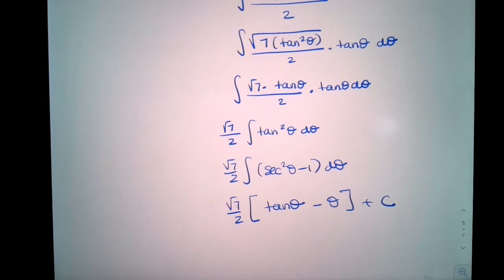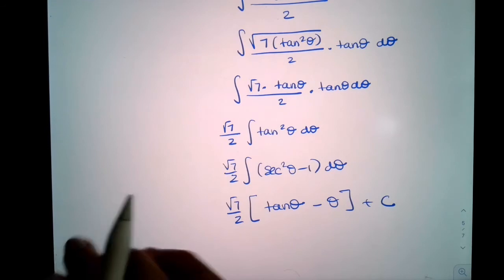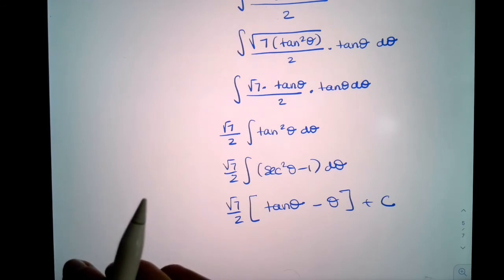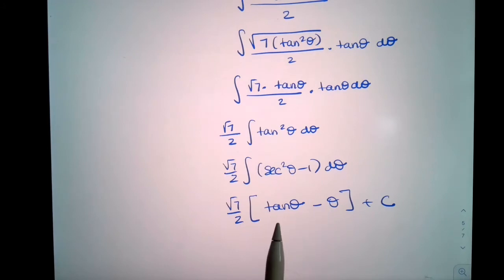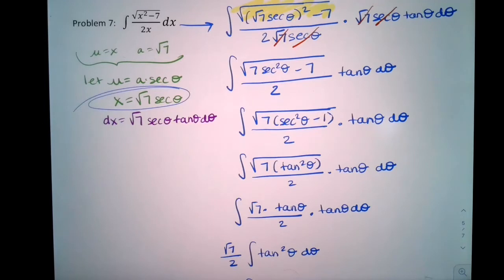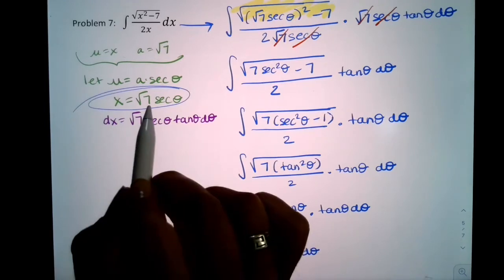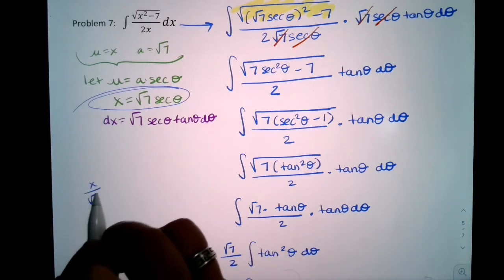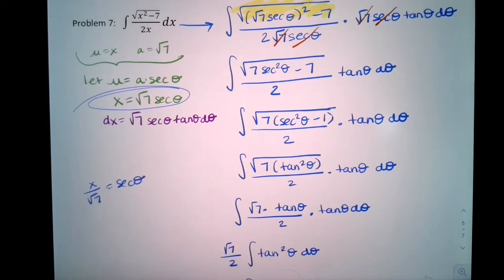This is great. That is your answer, but that is not your final answer because your integral had an x variable in it. So I need to somehow undo the thetas in here. Let's write the equivalent algebraic statement for tan theta. So let's go back up to what our substitution was. x equals the square root of 7 times secant theta. Let's solve that for secant. That would mean x over the square root of 7 equals secant. All right, I'm just kind of maneuvering that around a little bit.